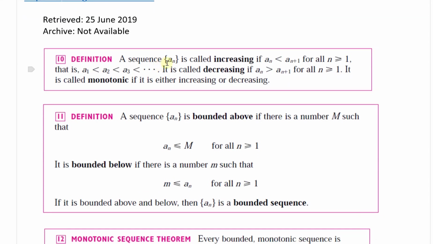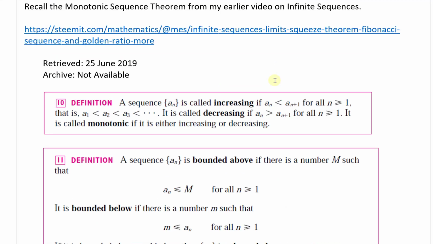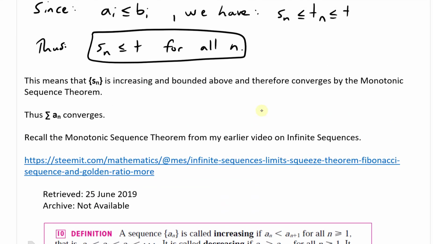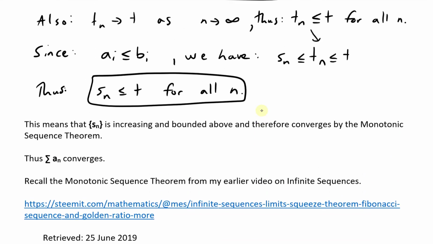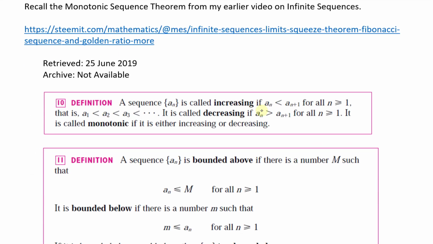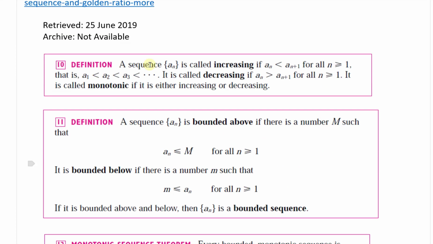So this just recaps the definition. A sequence An is called increasing if the next term is always greater than the previous one, so you always have the terms getting bigger and bigger. It is called decreasing if each term is smaller than the previous one for all n. In our case, the partial sums are increasing because the terms are positive, so you're always adding more and more into it. It is called monotonic if it is either increasing or decreasing. So ours is monotonic.